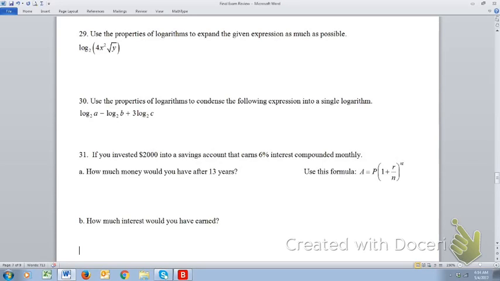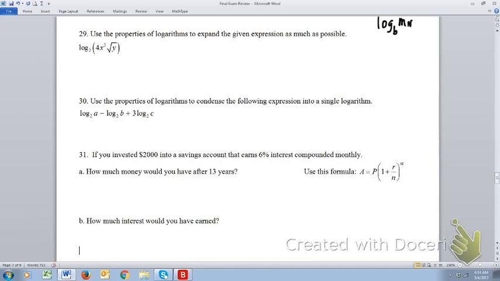Okay, so here it says use the properties of logs to expand the given expression as much as possible. So we talked about how to expand and how to condense these types of expressions. So we need our 3 properties. I'm going to go ahead and write them off to the right here.